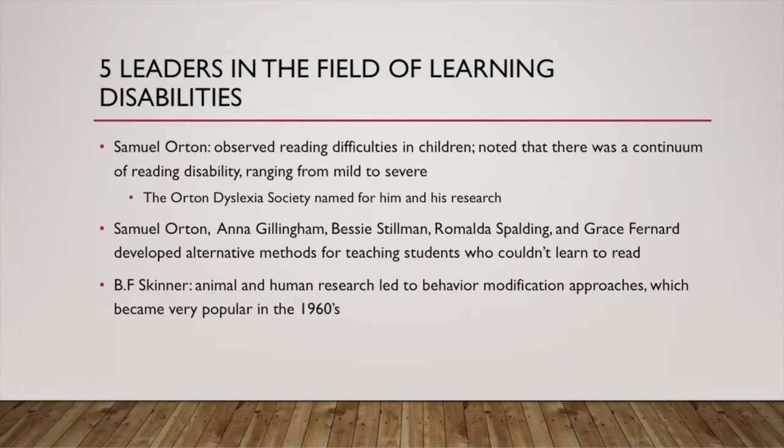So, five leaders in the field of learning disabilities. I talked about one briefly, which was Samuel Orton. He observed reading difficulties, noted that continuum, and actually the Orton Dyslexia Society was named for him in his research. And then those group of researchers, Orton, Gillingham, Stillman, Spalding, and Fernald, developed alternative methods for teaching those students who couldn't learn to read.